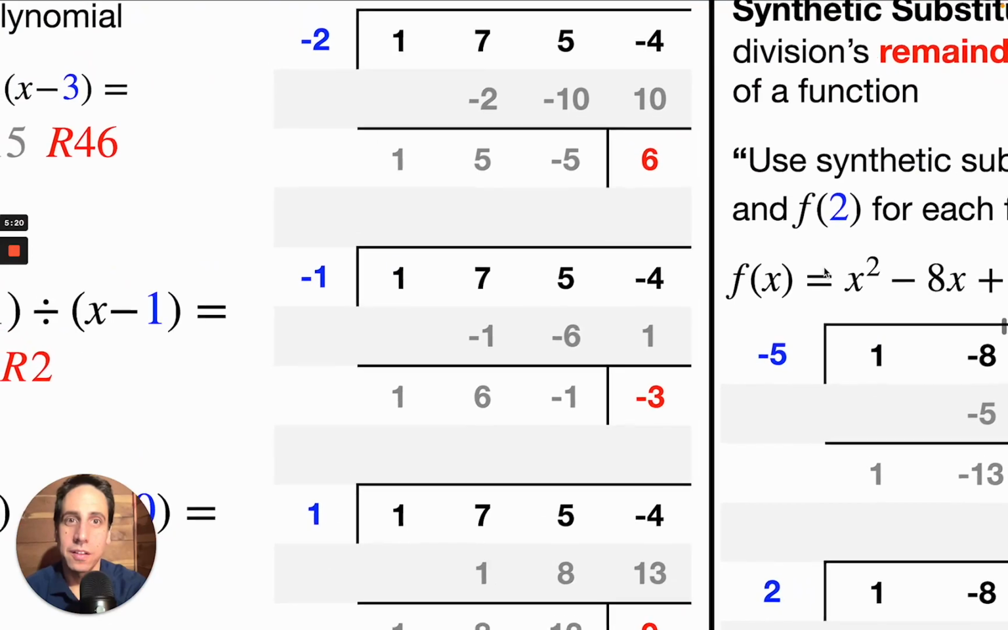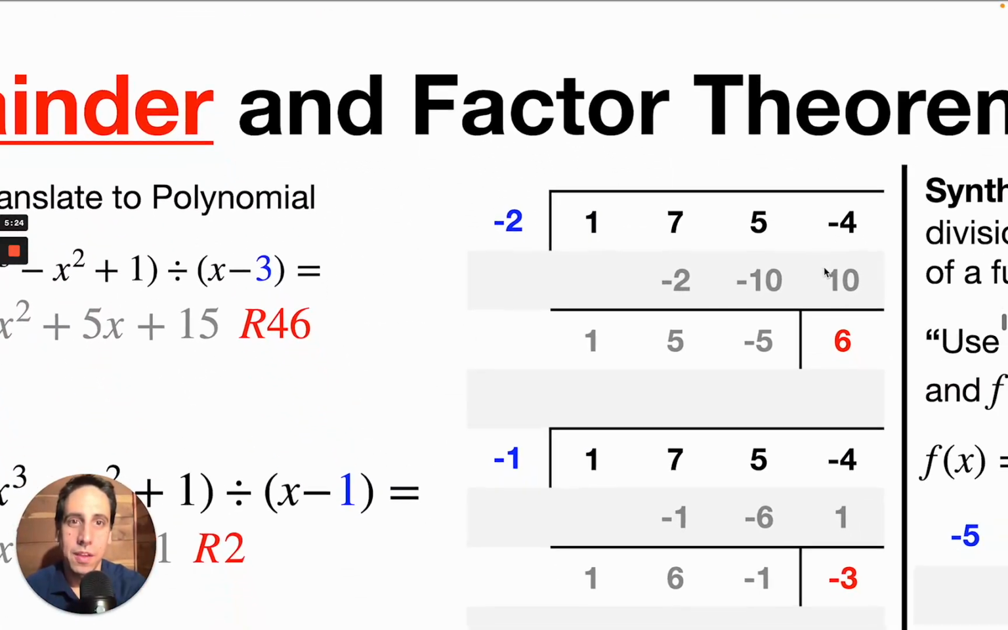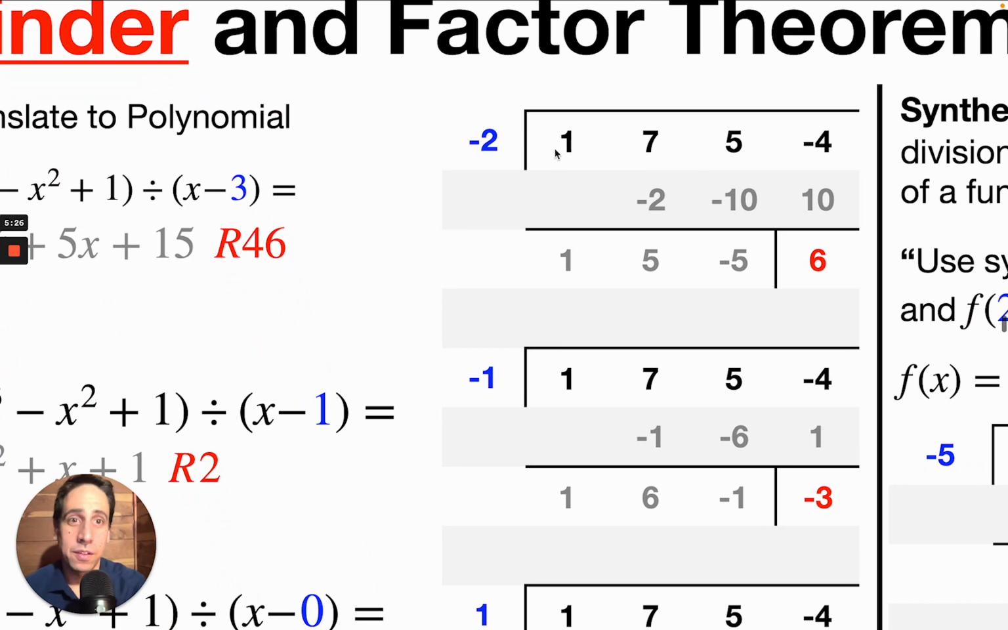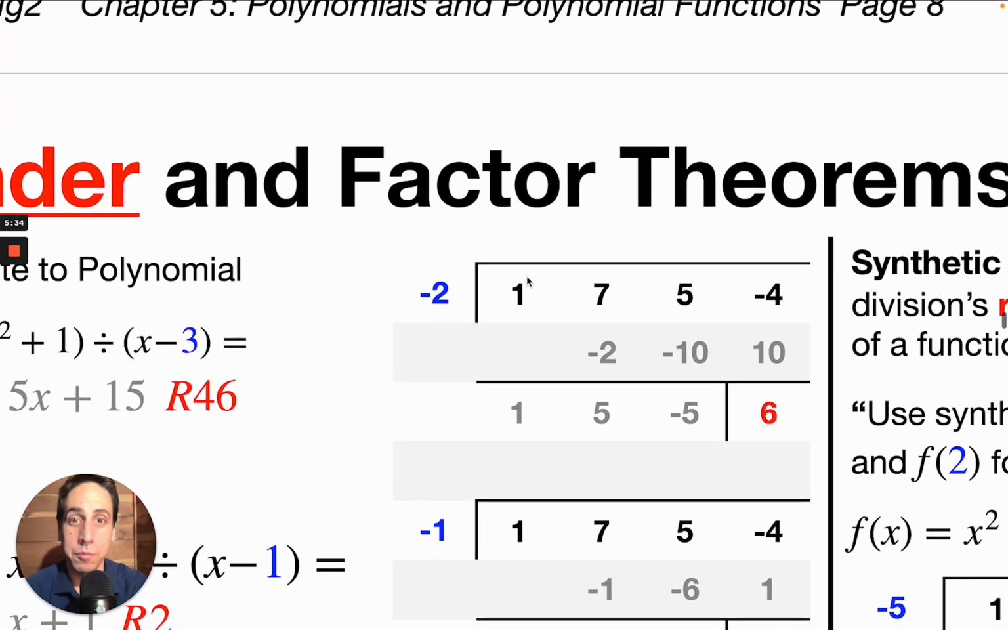So check this out. Let's verify this one more time. A different polynomial, I'm not going to worry about translating it into a polynomial. Let's just do this synthetic division. So bring down the 1, times negative 2 is negative 2, plus 7 is 5, times negative 2 is negative 10, plus 5 is negative 5, times negative 2 is positive 10, plus negative 4 is 6.